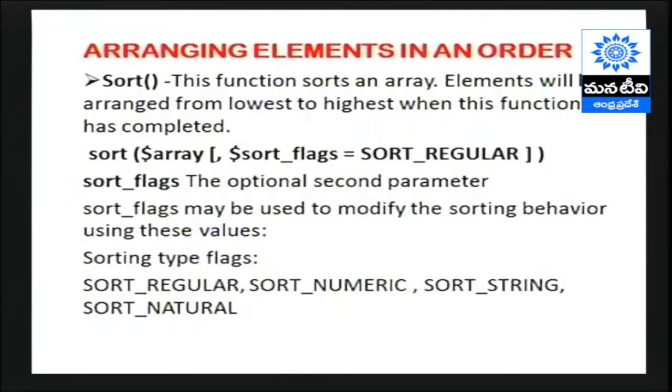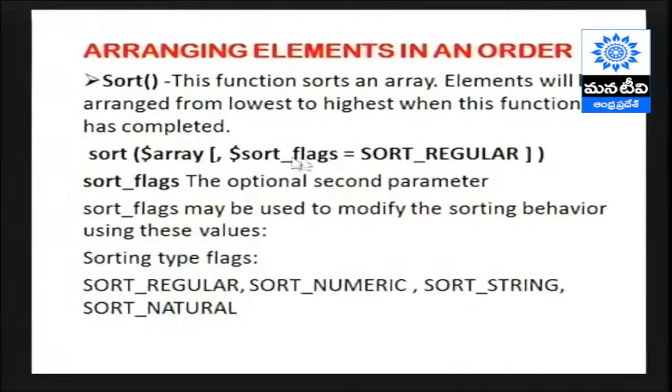We know that an array consists of elements of different data types in PHP. Whenever you want to sort the elements, the text or string elements will be considered different from the numeric elements. So in order to sort them, even though they are of different data types, we have to use the array sort flags. The sort flags generally have values like sort regular, sort numeric, sort string, sort natural.